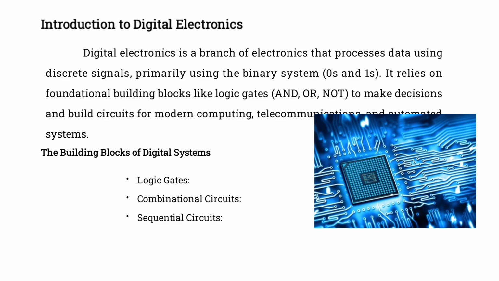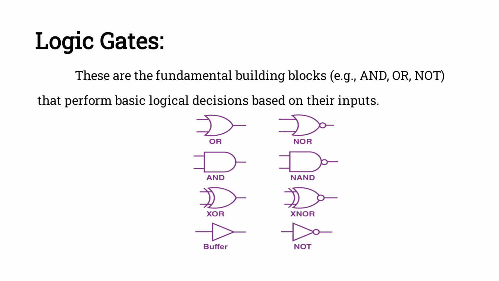If the value is high, it is 1. If the value is low, then it is 0. The basic blocks of digital systems are logic gates, combinational circuits, and sequential circuits. First, logic gates. There are AND gate, OR gate, NOT gate. It takes decisions based on its inputs, so the output depends only on the present input. In the diagram, OR gate, NOR gate, NAND, XOR, XNOR, buffer, and NOT gate are shown.